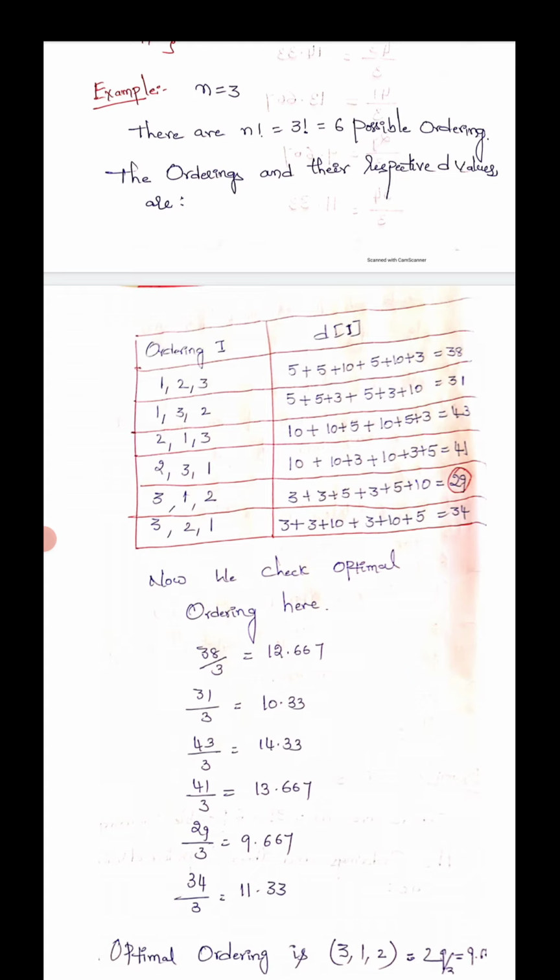Here d of I, in the sense some distance or length of I. If we have 3 programs, the combinations are 3 factorial, which is 6. The first sequence is 1 2 3, then 1 3 2, 2 1 3, 2 3 1, 3 1 2, 3 2 1. Okay, these are the 6 combinations of ordering I.